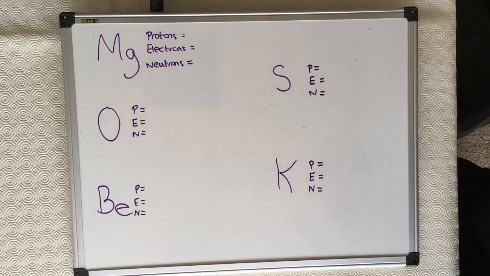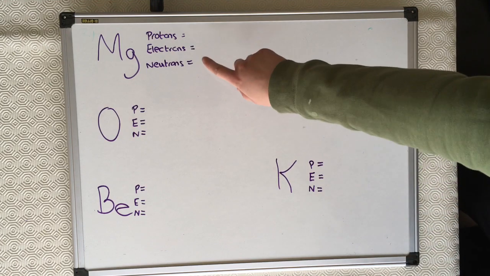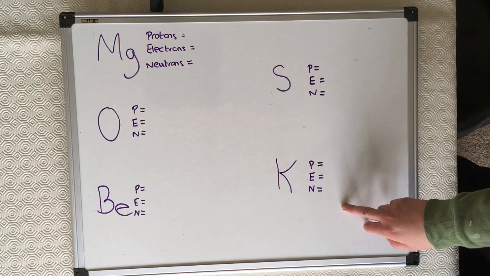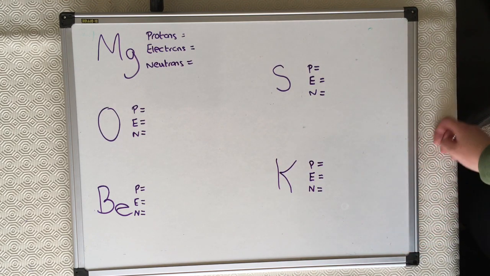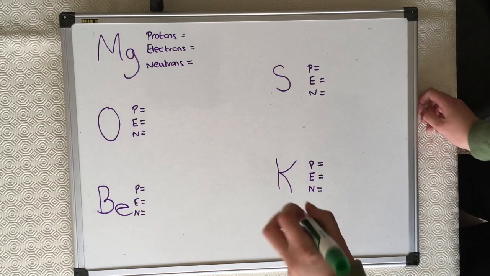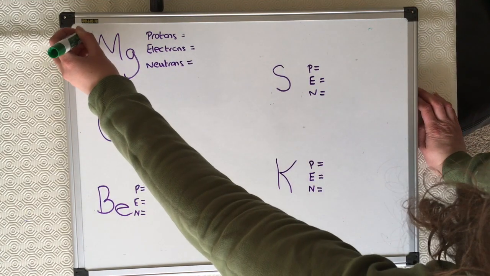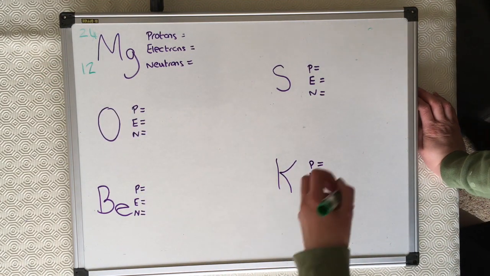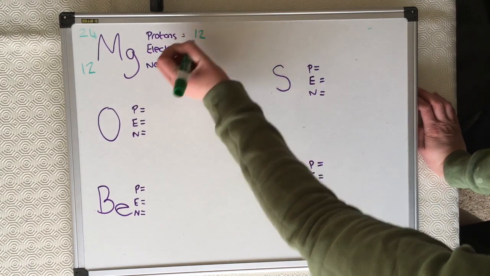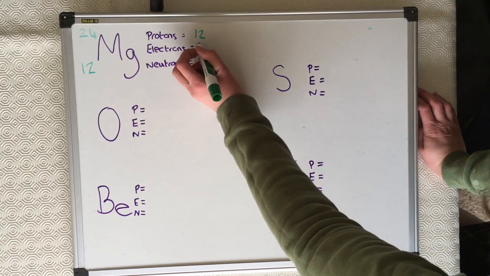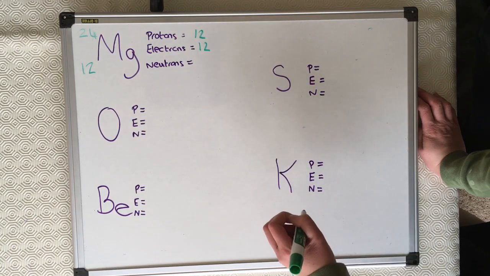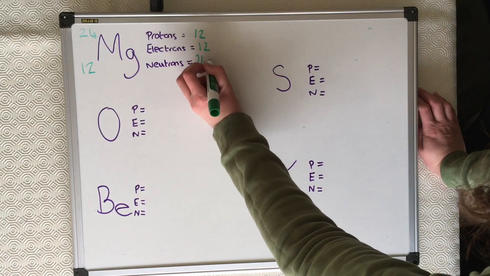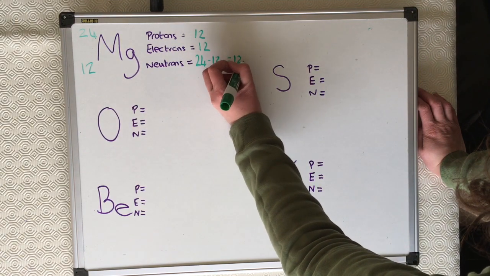So you should now have had time to calculate the number of protons, electrons and neutrons for magnesium, oxygen, beryllium, sulfur and potassium. If you get yourself a different colour pen, if you've got one, we're going to go through the answers. So, on the periodic table, magnesium is 24 and 12, they're the numbers. Like I said earlier, protons is always the smaller number, so it'll be 12. I also said protons and electrons are always equal when they are an atom, so that will also be 12. Neutrons, I explained, was big, take away little, so you do 24 minus 12 equals 12.